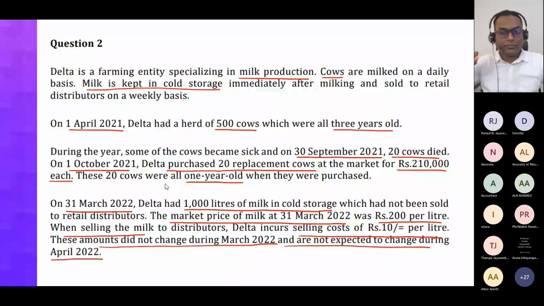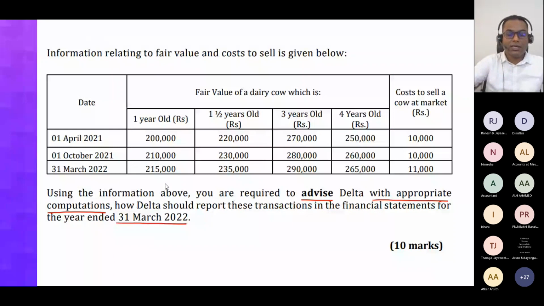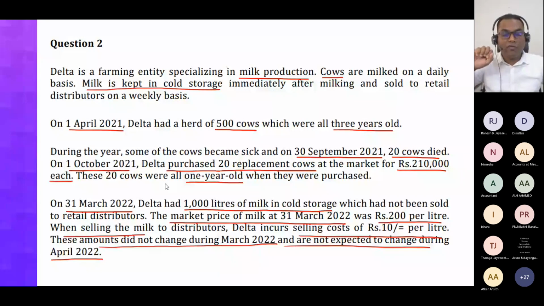Now tell me. Ultimately, the question wants us to show the transaction in the financial statements. Tell me with regard to this transaction. Now we need to answer, right? What would appear in the statement of financial position of this company with regard to these transactions? What would appear in the financial statements of the company? If I take the statement of financial position, what do you have?